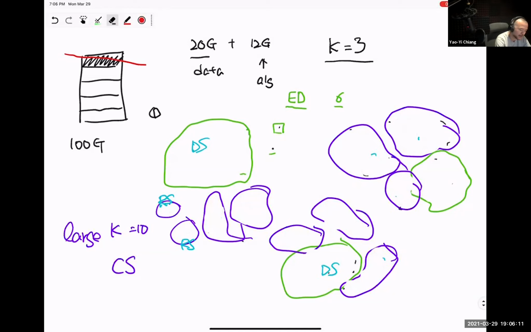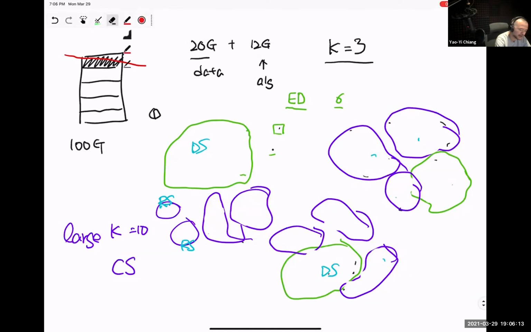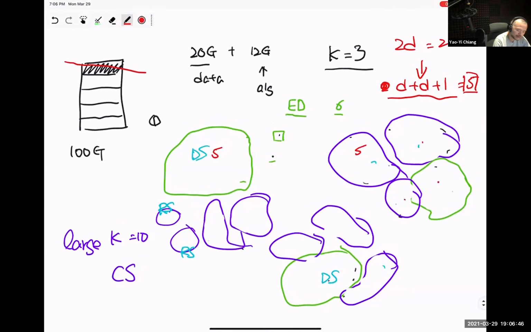Because we are working on a two-dimensional data set, 2D here, we are going to use D plus 1 to store every compressed set and DS cluster, right? So D equal to 2. So we're going to have 5 components. 5, 5, and you get the idea.